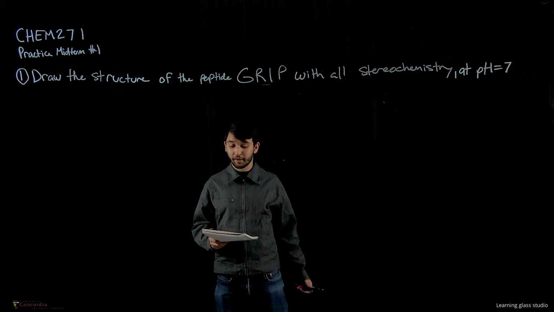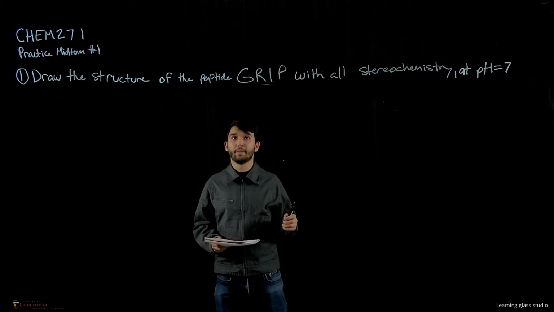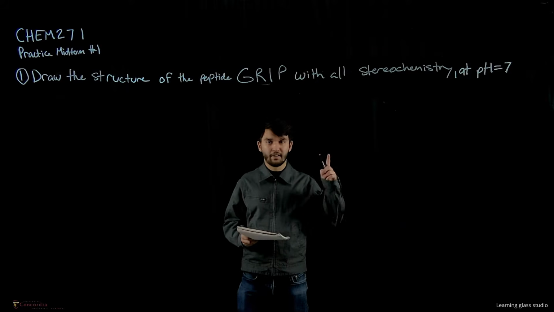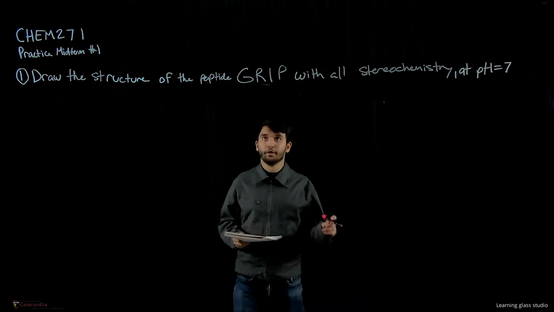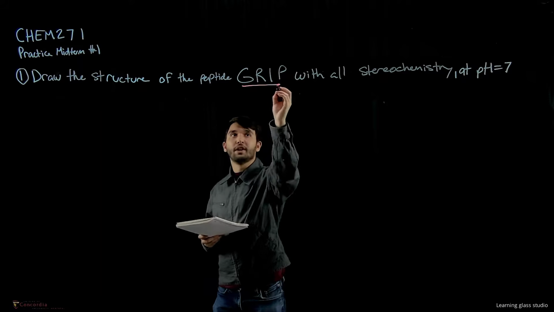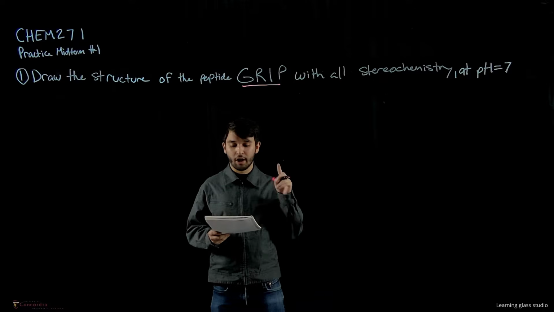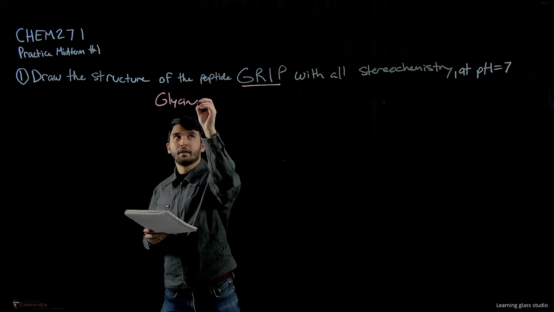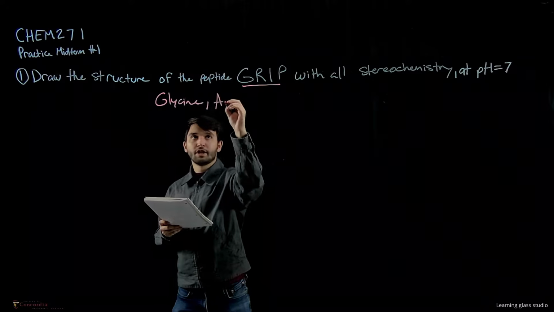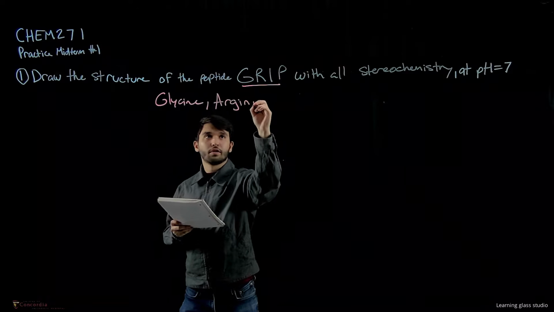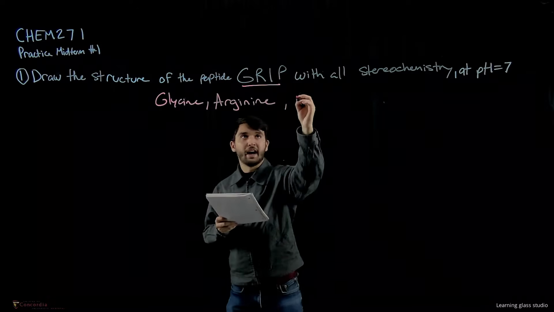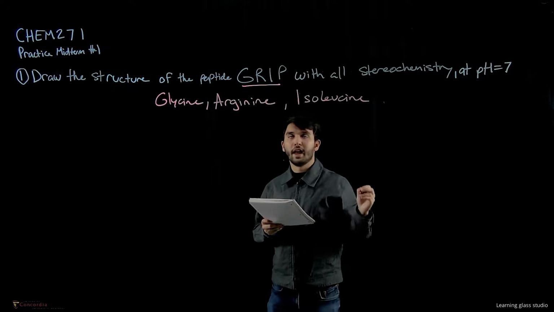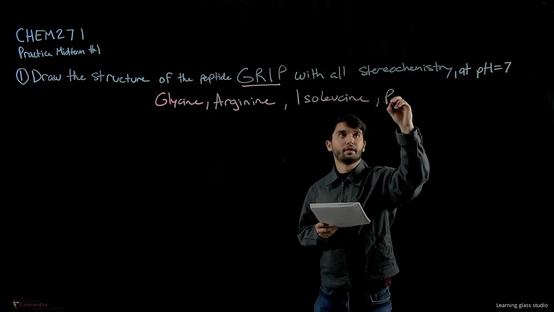So the first question on this practice midterm is to draw the structure of the peptide GRIP with all stereochemistry and at pH 7. So the first thing we have to do is determine what amino acids make up the peptide GRIP. So the G here stands for glycine. The R stands for arginine. The I stands for isoleucine. And the P stands for proline.